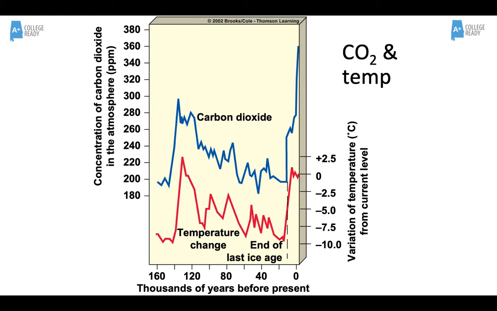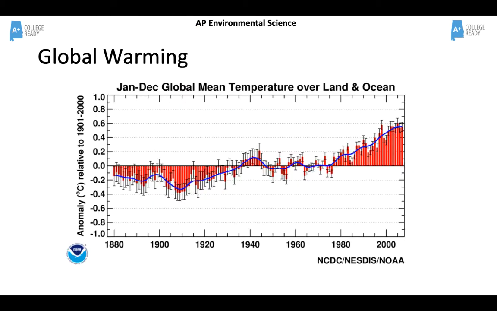So this is an overlay of carbon dioxide and temperature. We know for a fact that carbon dioxide traps heat, and this shows you that they are very closely linked together. If the carbon dioxide concentration goes up in the atmosphere, the temperature will also. This is showing you January to December global mean temperature over land and ocean. This is from NOAA.